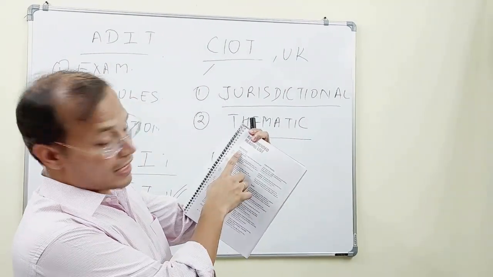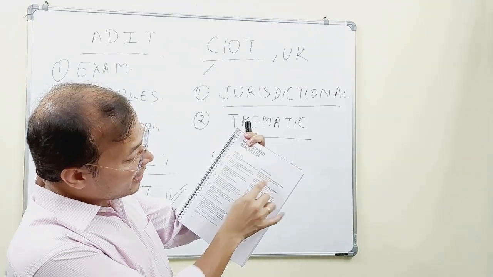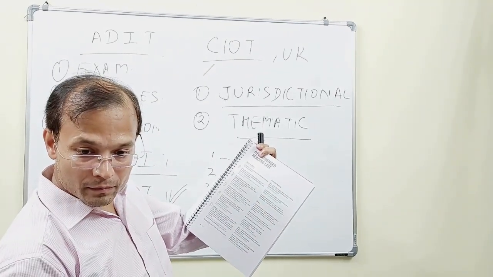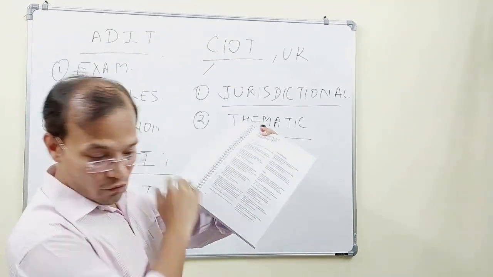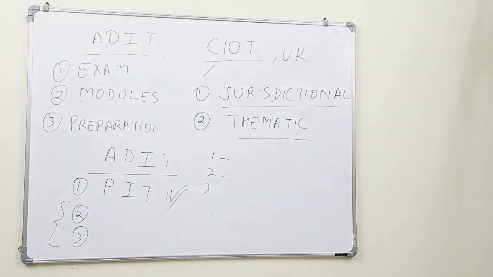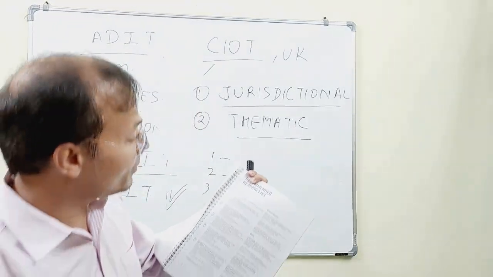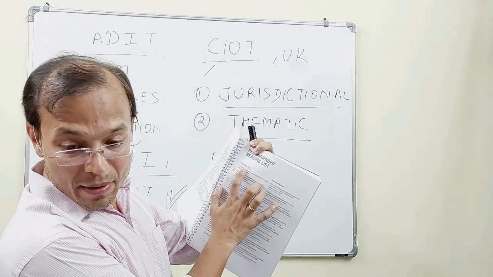Permitted texts, there are three categories: permitted texts, essential reading, and then books. Again repeating, this is the official syllabus. This is the official ADIT prospectus that contains the syllabus, and I have taken the printout and I am simply reading from this. So permitted texts, what are permitted texts?